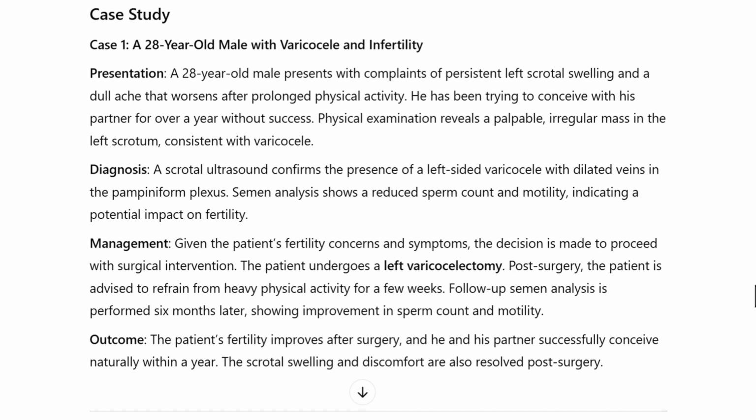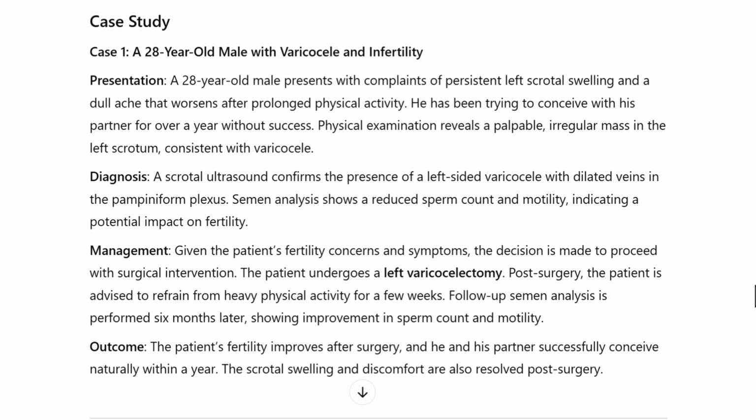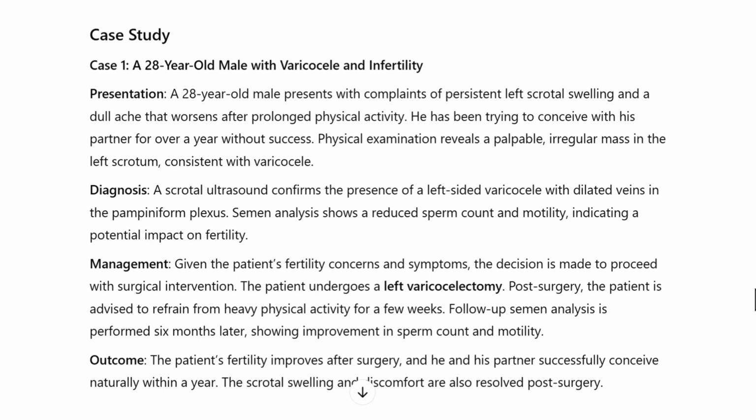The patient undergoes a left varicocelectomy. Post-surgery, the patient is advised to refrain from heavy physical activity for a few weeks. Follow-up semen analysis is performed 6 months later, showing improvement in sperm count and motility. Outcome. The patient's fertility improves after surgery, and he and his partner successfully conceive naturally within a year. The scrotal swelling and discomfort are also resolved post-surgery.